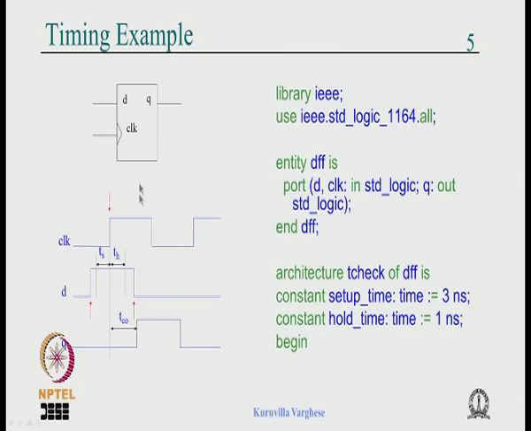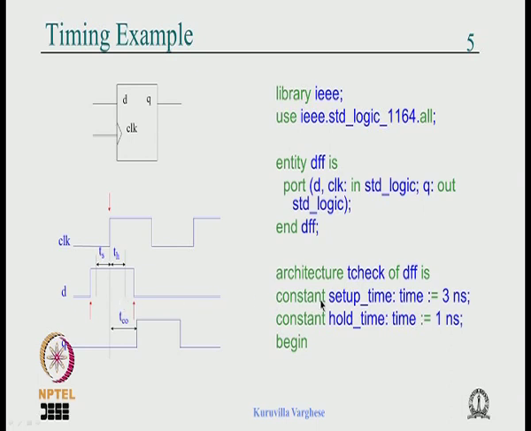So our aim is to write code which checks the setup and hold time violation of D with respect to the clock. The basic idea is to keep track of the positive edge of the clock and any event on D. When there is a positive edge of the clock, subtract the last event on D and make sure that it is greater than the setup time. Similarly, whenever D changes, subtract the last event on the clock and make sure that it is greater than the hold time.